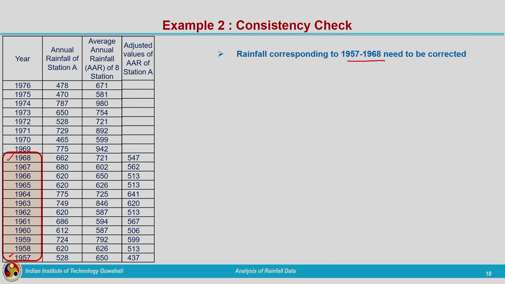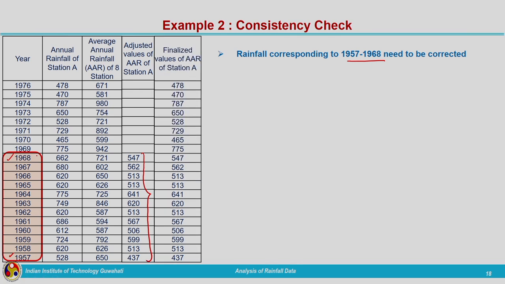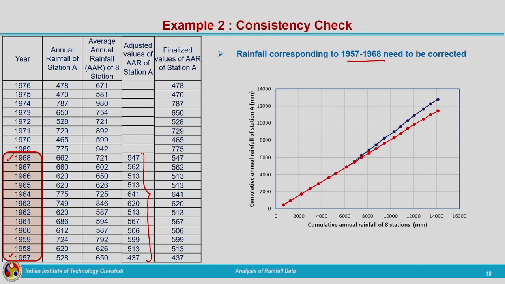So, after multiplying with the correction factor, we will obtain the rainfall data like this, and the entire series will be, that is 1968 to 76, recent data will be maintained as such, and before that, the data which were showing the inconsistency were multiplied with the correction factor. Now, we can plot and see whether it is coming in a straight line or not. You can see with the inconsistent data points, we had the blue curve, and after the correction, we have checked that it is coming in the same straight line without showing any change in slope. So, this way we can correct that.